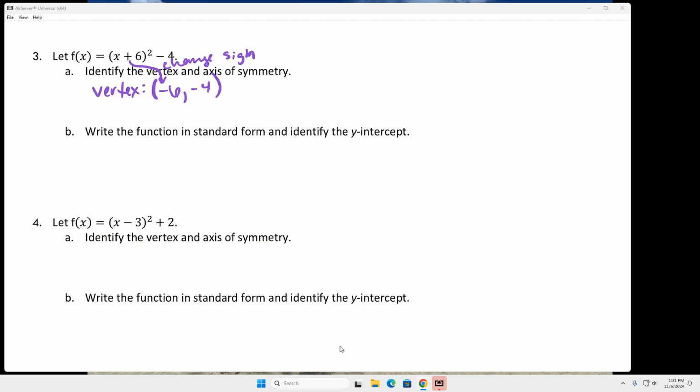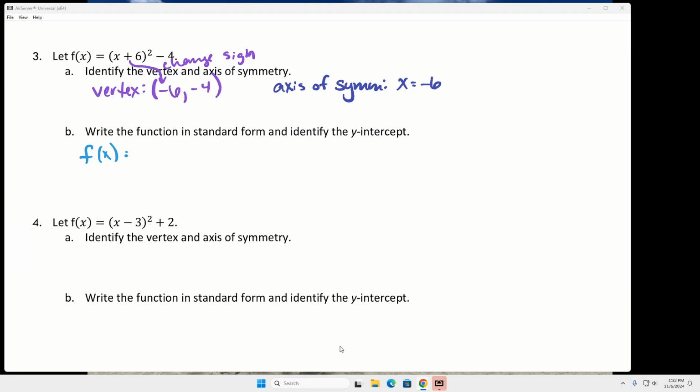All right, and then this also asks us for the axis of symmetry. And once you have the vertex, that's super easy to do. You just say that x equals the x coordinate of the vertex. All right, and then part B, we're going to write in standard form. So standard form, we have to multiply everything out and combine all of our like terms.